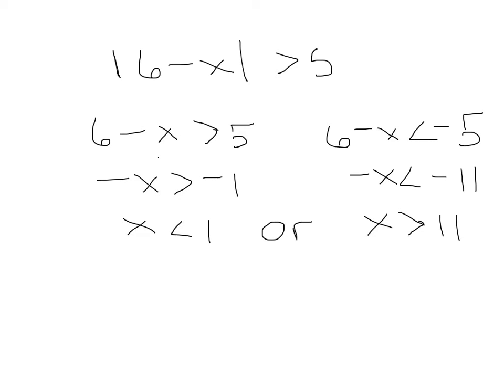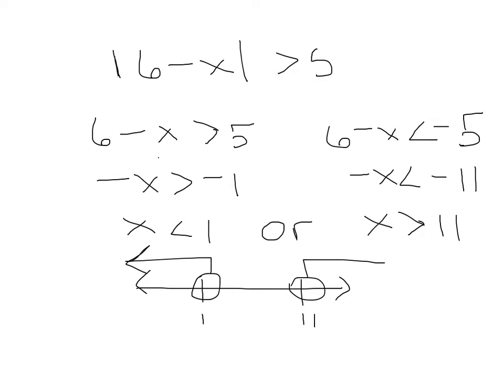Of course, we knew that before we began the problem, because when we have this symbol, the greater than symbol, or the greater than or equal to symbol, we will have an or problem. And when it's an or problem, the shading is away from the middle, and so I will have 1 and 11 on my number line. I will circle those values, and I will shade away.